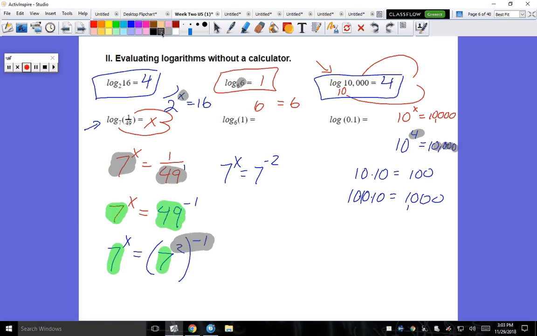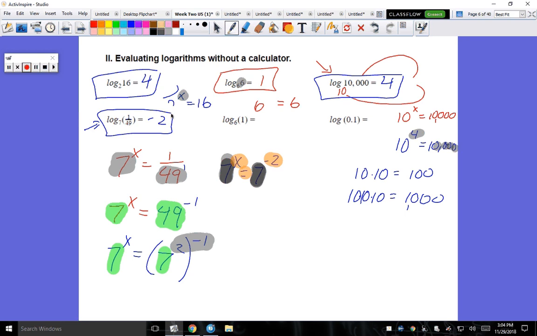And once these bases are the same, we no longer have to look at them. The only thing that's important is setting the powers equal to each other. So, my answer is what? -2.